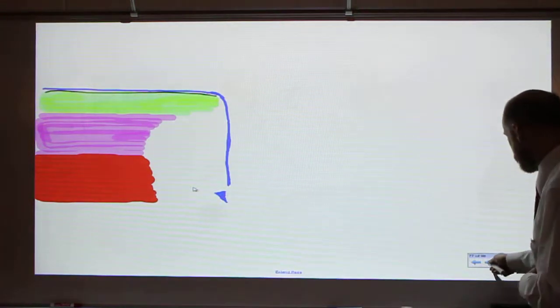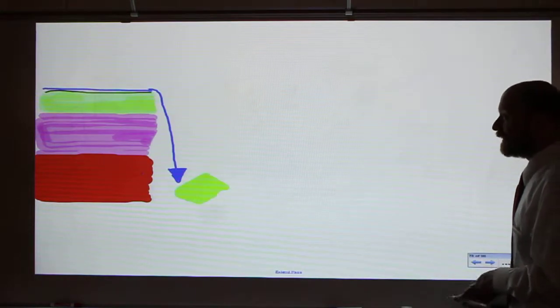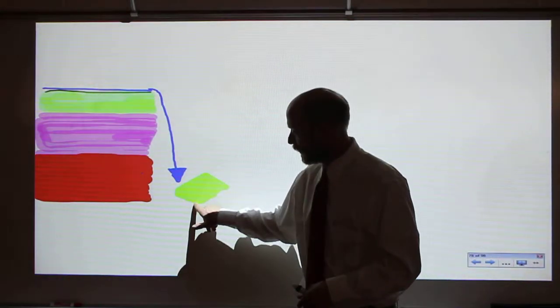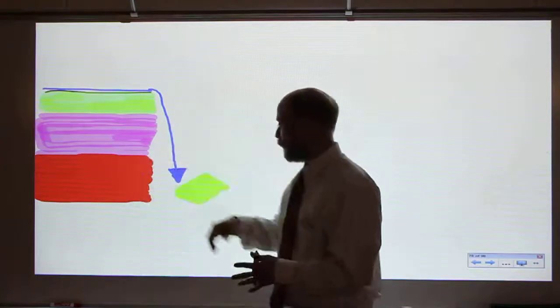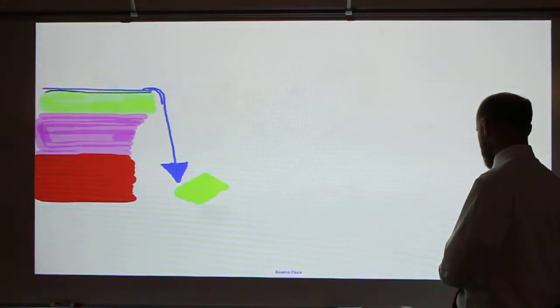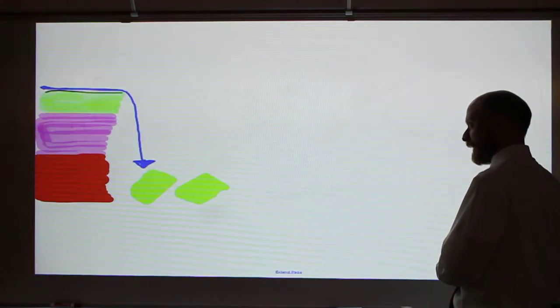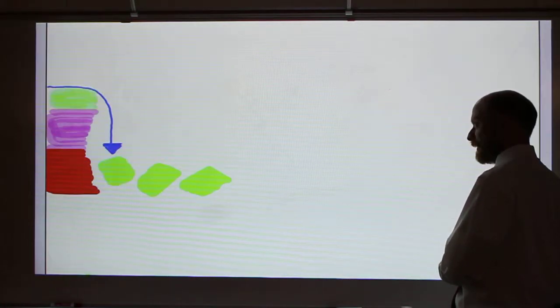So what's going to happen is that. So then that chunk broke off. Now that chunk is here. Now water still keeps falling off. Watch this, and this is going to happen. Okay? And that's going to happen, and then that's going to happen.